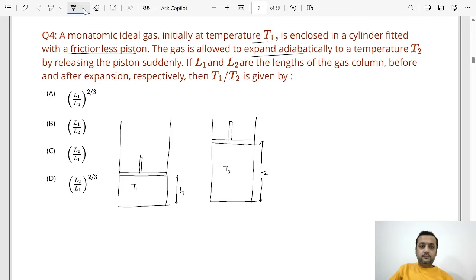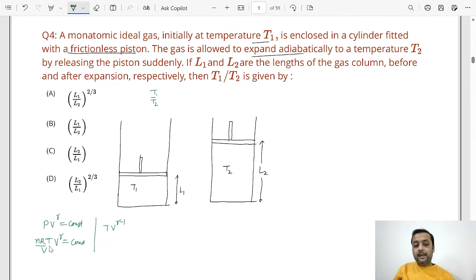Now we have to find the ratio of temperatures. In the adiabatic process, PV to the power gamma remains constant, right? But here we have to find the temperature, so I will write the pressure as moles into R into T upon volume: RT by V into V to the power gamma is constant. Now look, this will become T into V to the power gamma minus 1.